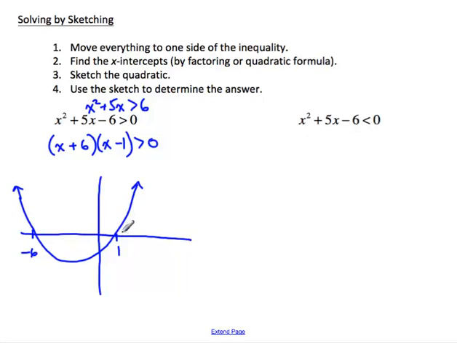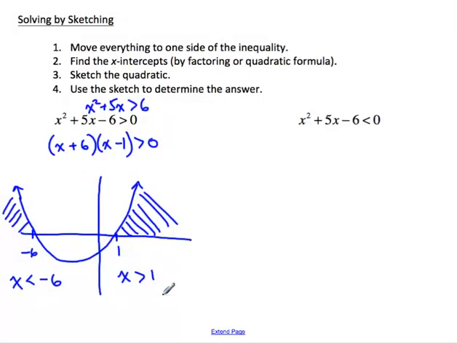And now we can see that here the parabola is above the x-axis and here the parabola is above the x-axis. Expressing both of those parts of the number line as an inequality, we see it's when x is less than -6. So everywhere to the left of -6, the parabola is above the x-axis, and everywhere to the right of +1, so when x is greater than 1, the parabola is above the x-axis.